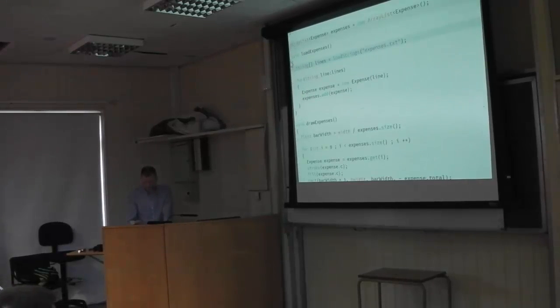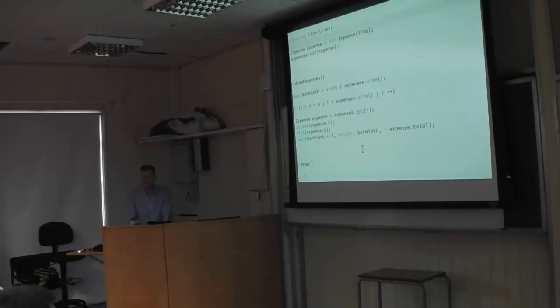Is it minus expense, not total, right? Because the boxes start at the bottom of the screen. Yeah, because rectangles by default draw downwards, right? And what I want to do is start at the bottom of the screen and draw upwards. So that's why you use minus expense. Where you're drawing the variable total, right?